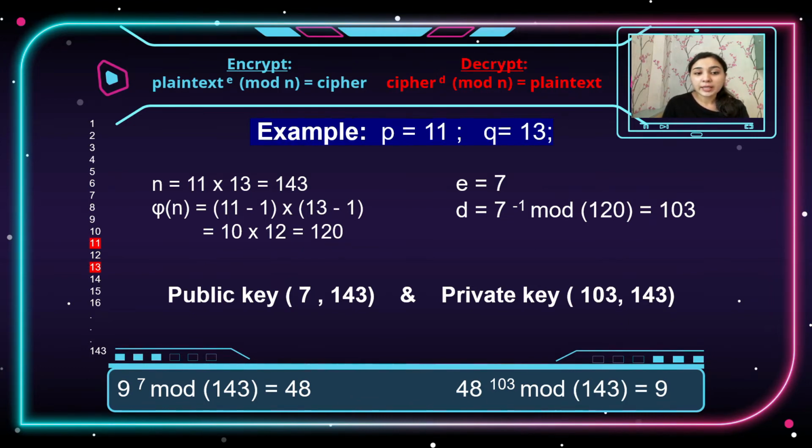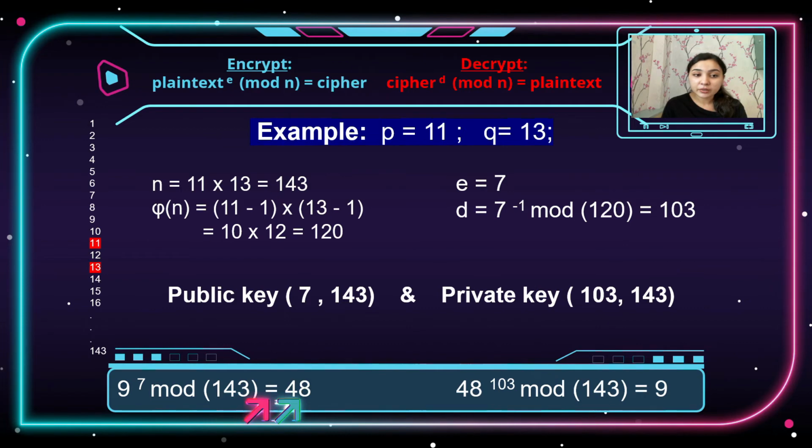Using the public key and private key, we actually can encrypt and decrypt our plain text. Let's imagine we have a plain text that we want to encrypt and send to the receiver, and the receiver then has to decipher it using his or her private key. So we'll take the plain text, which in our case is, let's say, 9, raise it to the power of 7, which is our public key, with a modulus of 143. That's how we end up with the number 48.